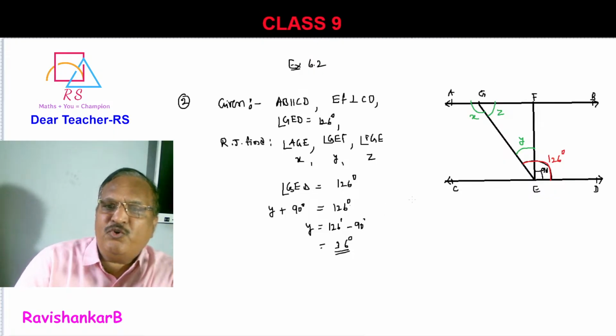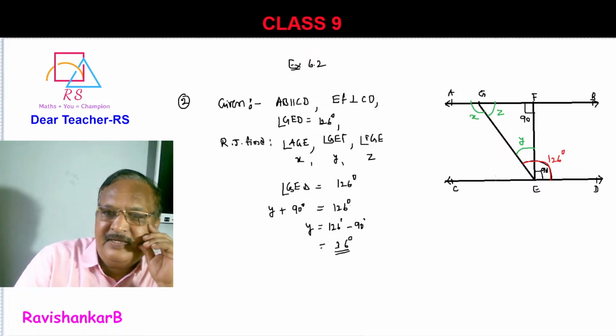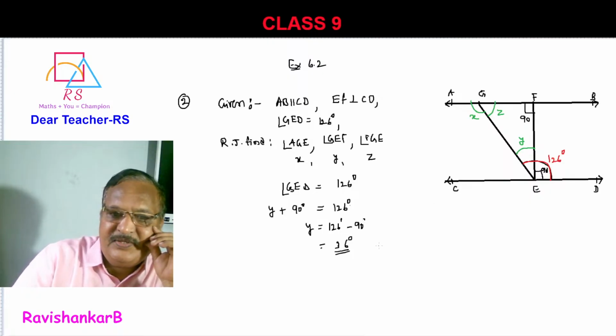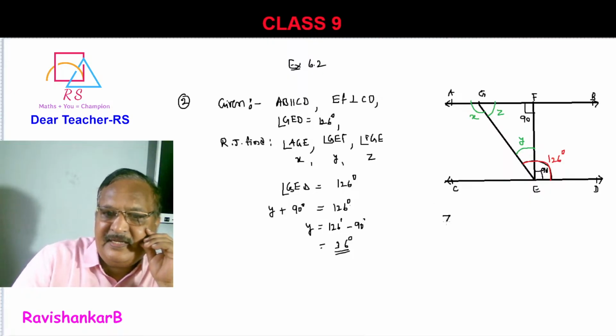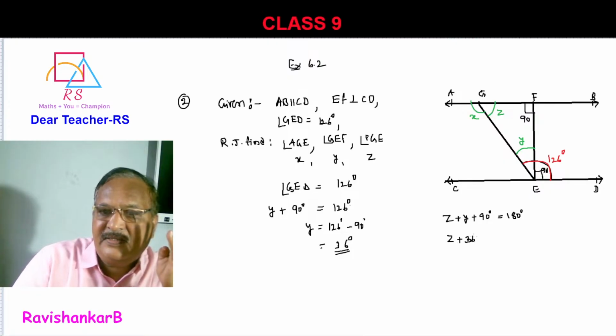Okay, I got y. Now you can apply so many theorems in this. Say this is 90 degrees because it is a perpendicular. So z plus y plus 90 degrees is equal to 180, the sum of three angles of a triangle. So in this, y we already got as 36, and 90 degrees. This is one way.